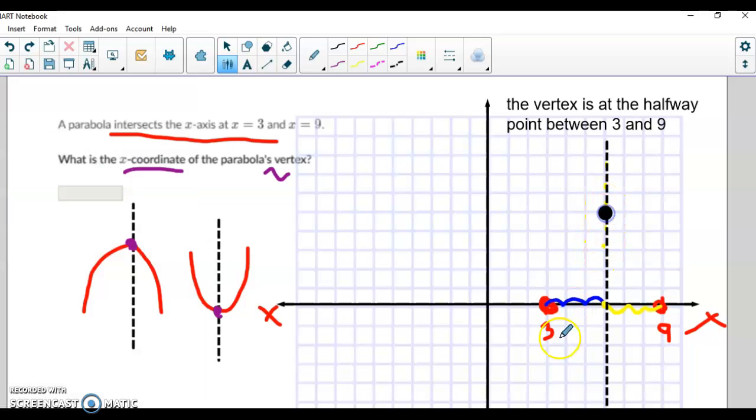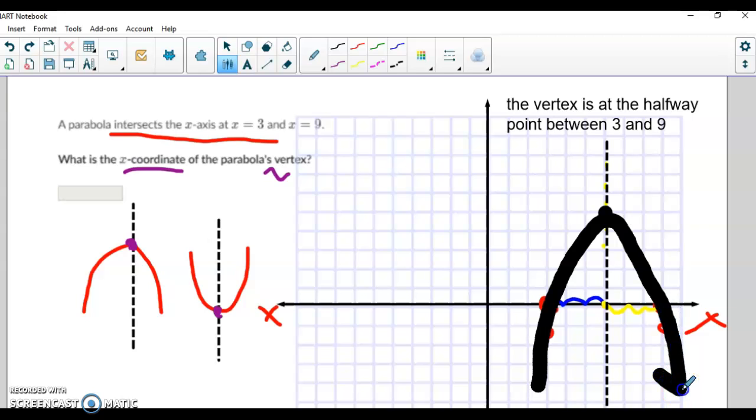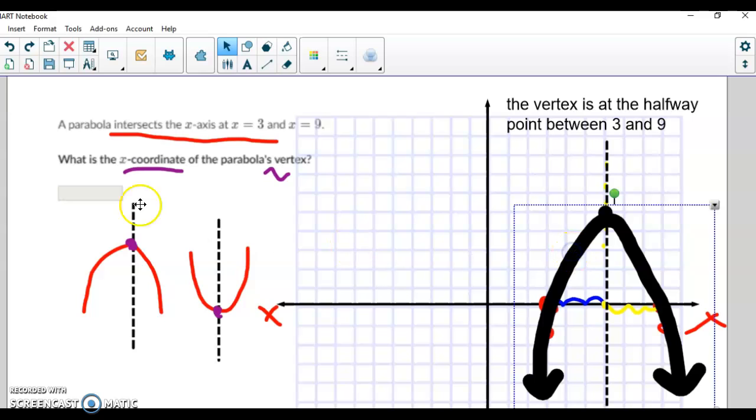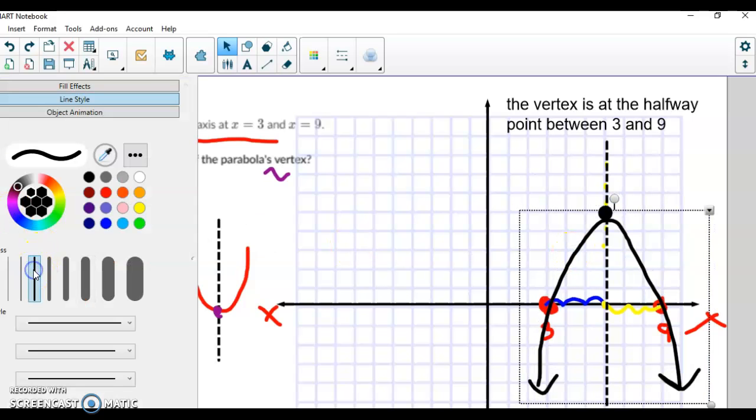Maybe the vertex is here. It's going to go up and then down like that, okay? That's going to be our parabola. Man, I'm feeling like that's real wide there, okay? So the vertex is going to be halfway in between.